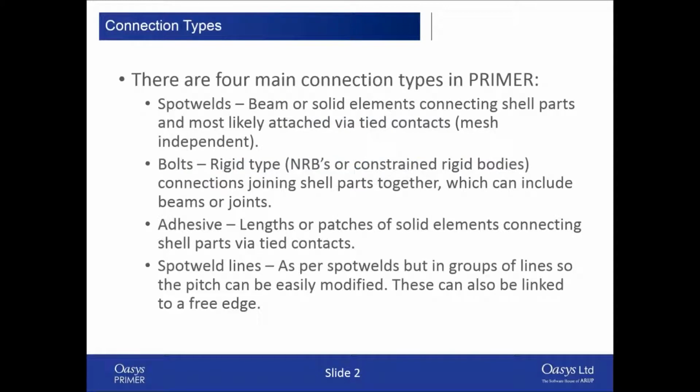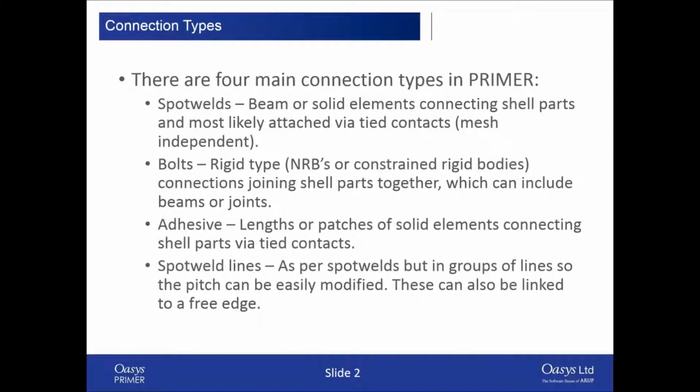Just to summarize, there are four main connection types in PRIMER. The first one is spot welds. These are beam or solid elements that connect together shell parts and are most likely attached via tied contacts, so they're generally mesh independent. Then we have bolts, and these are rigid types of connections. So we have NRBs, nodal rigid bodies, or constrained rigid bodies, which connect together small rigid patches. And these can optionally include beams or joints.